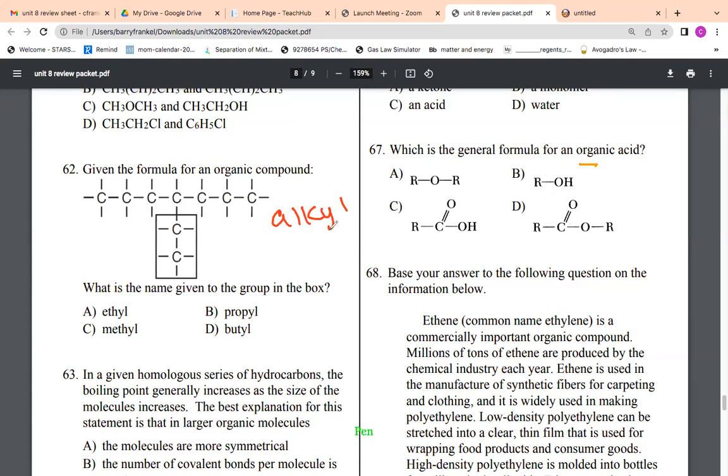Alkyl groups with this YL ending are indicating that it is hanging off of an alkane, an alkene, or an alkyne. Okay, so this group, they want us to name this group. It's a hanging group with 2 carbons. Our prefix for 2 is eth, so it is an ethyl group, choice A.